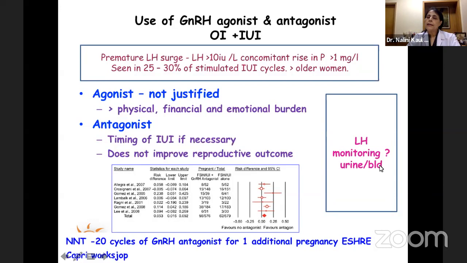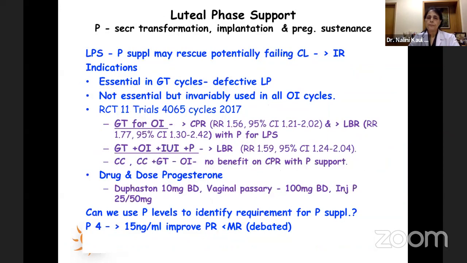Should we monitor the LH surge in urine or blood? It remains a question. If you're doing very close monitoring, you may not need to do it. However, when you want to do a donor IUI or you want to time your IUI very well, you could do a blood LH. The urine LH is notorious for giving you false information.